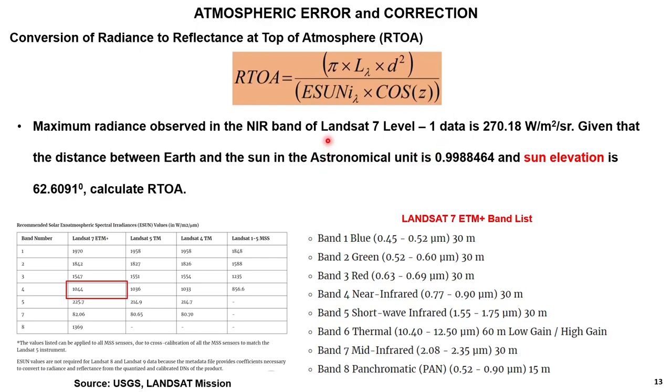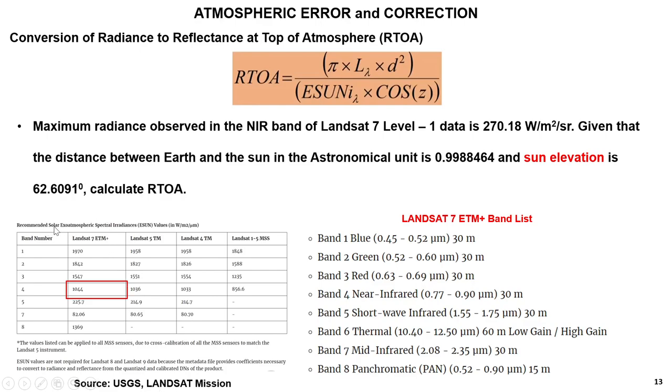Now, from where to get all these values? L lambda will be available in your data, your pixel value. But where to find this E sun lambda and this solar zenith angle? First I will say where we can find E sun lambda. Here I have given a table, which is again from the USGS website itself.